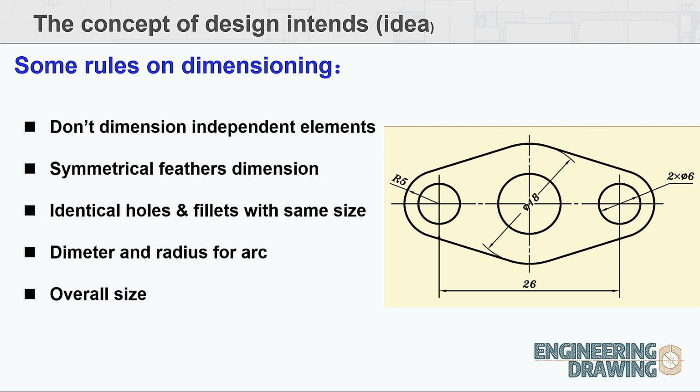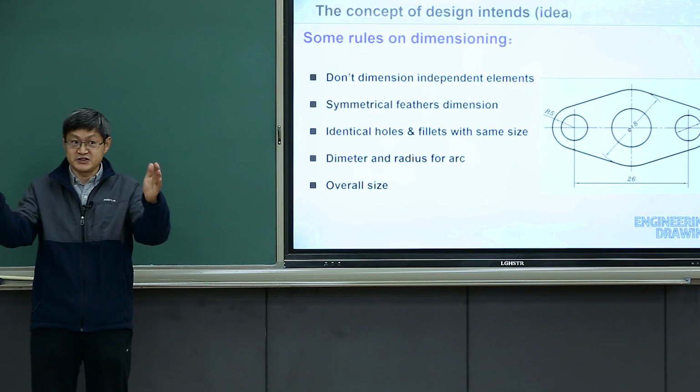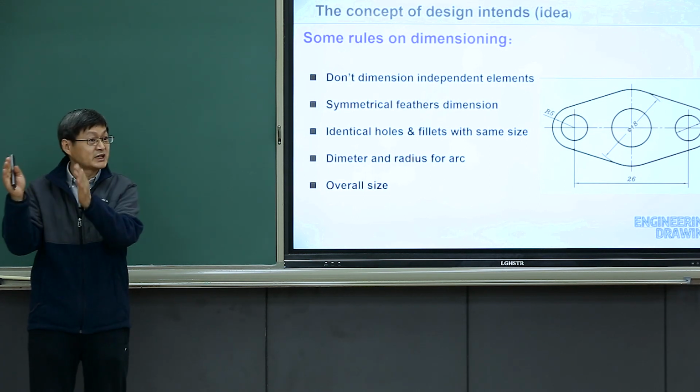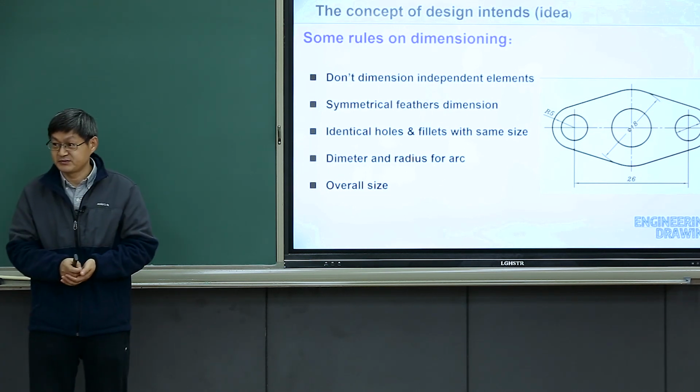Why? What is independent element? In this drawing, what is independent element? This tangent line is independent. Okay. And for symmetrical features, we dimension the symmetrical whole over the size. We do not dimension half of it.